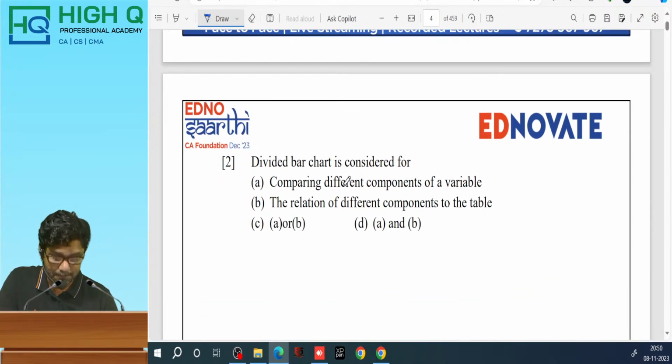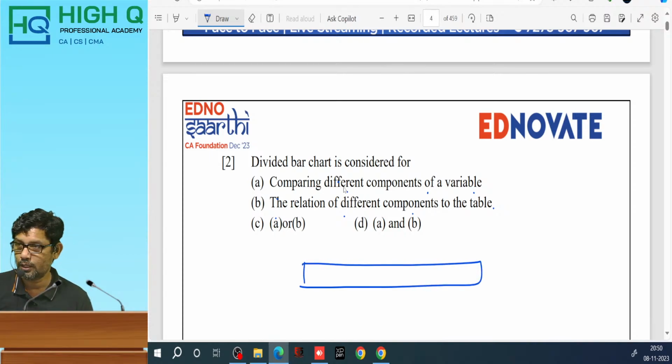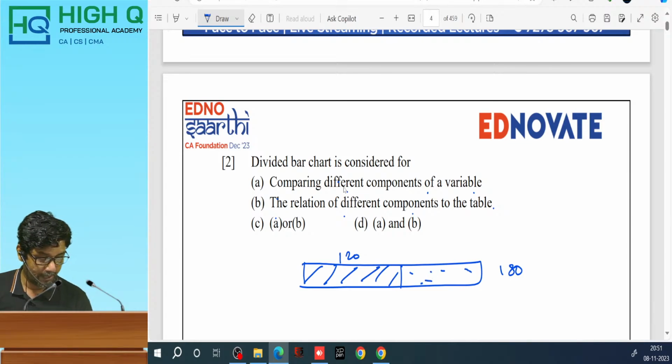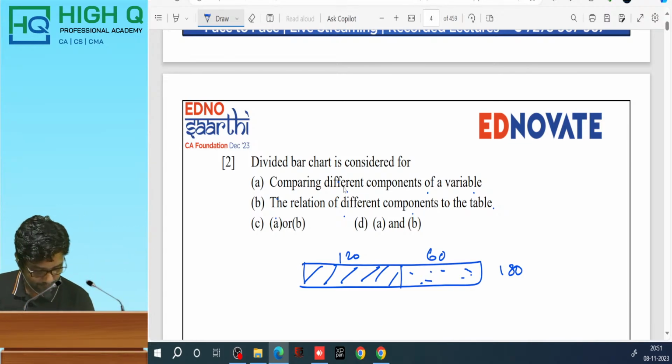Divided bar chart, that is subdivided bar chart, is considered for comparing different components of a variable, the relation of different components. A or B, which is the right one? Now look at this. What is a subdivided bar chart? For example, Shubman Gill and Virat Kohli both contributed a 180 runs partnership. Out of 180 runs, 120 runs were scored by Virat Kohli and the remaining 60 runs by Shubman Gill. Now we show both batsmen's runs in the same diagram. This is what a subdivided bar chart is. So it is A and B. It is not either A or B, it is both.